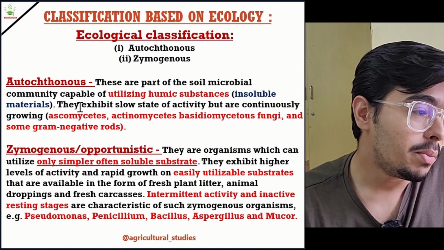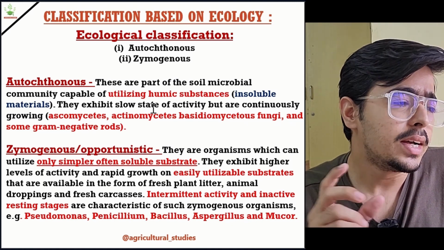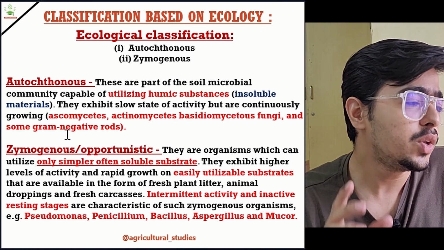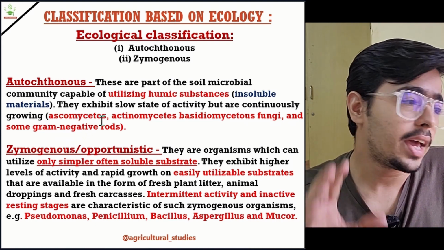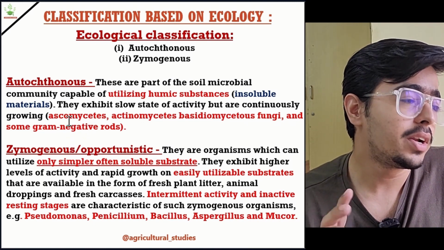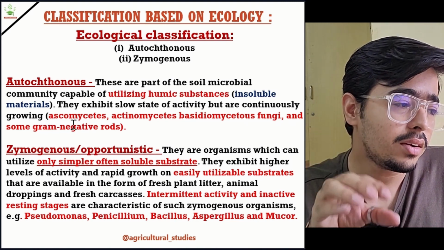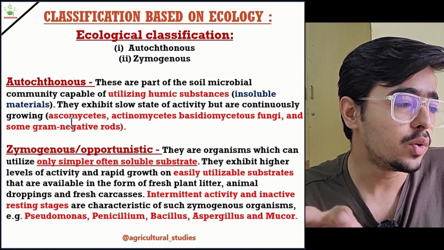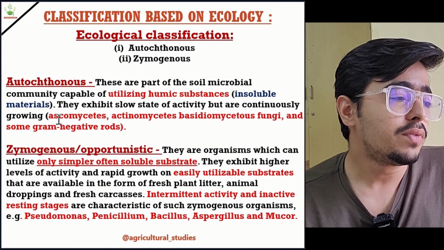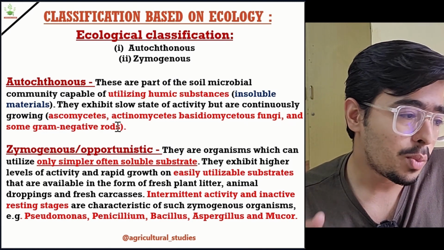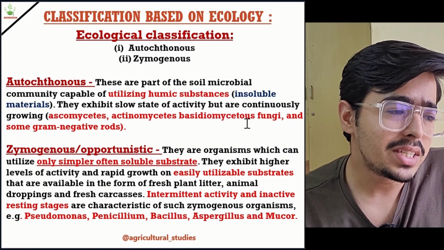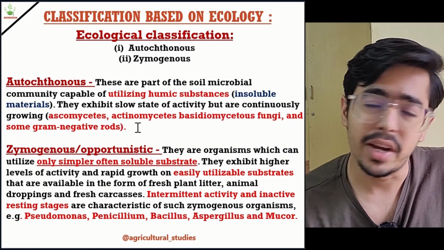They eat insoluble material. They exhibit a slow state of activity but are continuously growing. They remain in the soil. They are indigenous to the soil and they grow slowly. Examples of these species are ascomycetes, actinomycetes, basidiomycetes, fungi, and some gram-negative bacteria.